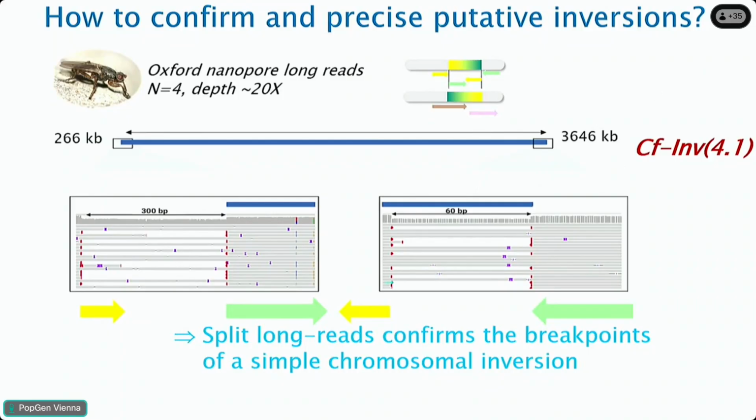So here we have a very simple rearrangement, simply inverted, which is very different from the supergene one that I showed you earlier.